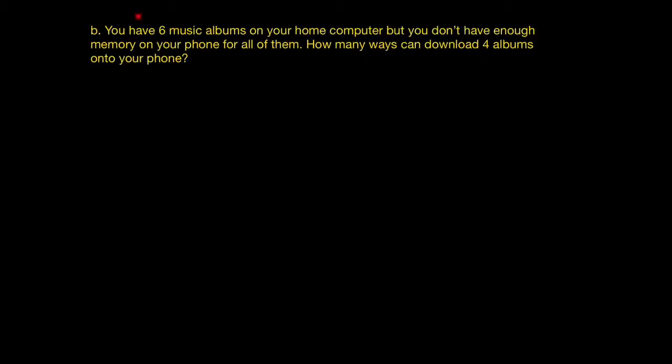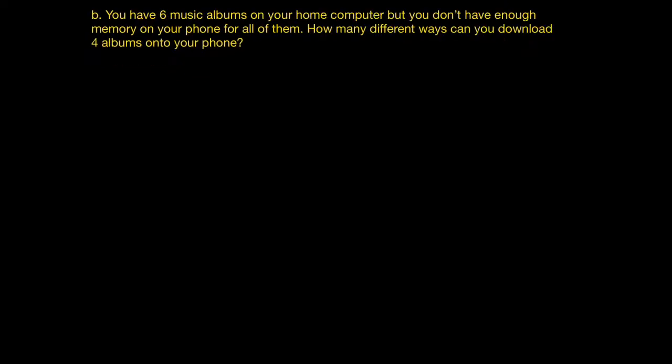So for part B, it says you have 6 music albums on your home computer, but you don't have enough memory on your phone for all of them. How many different ways can you download 4 albums onto your phone? For this problem, we're going to have to make a choice. We're going to have to decide if it's a permutation or if it's a combination, which is going to be the objective of today's lesson.